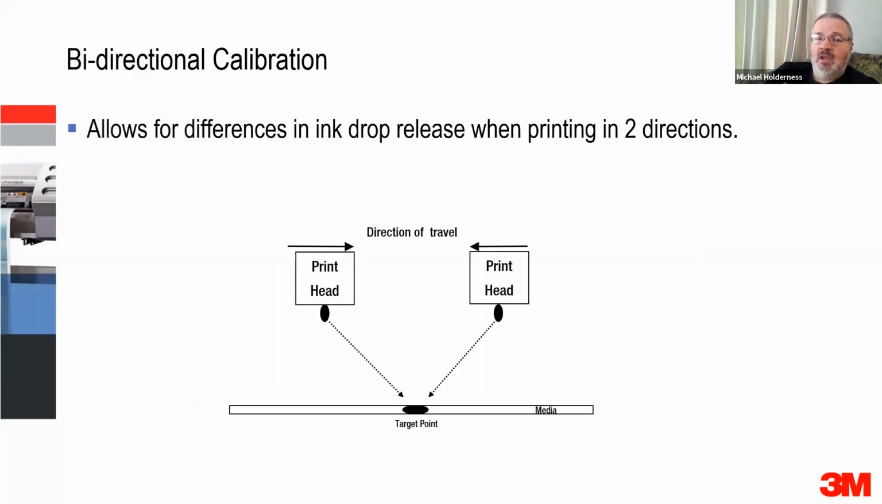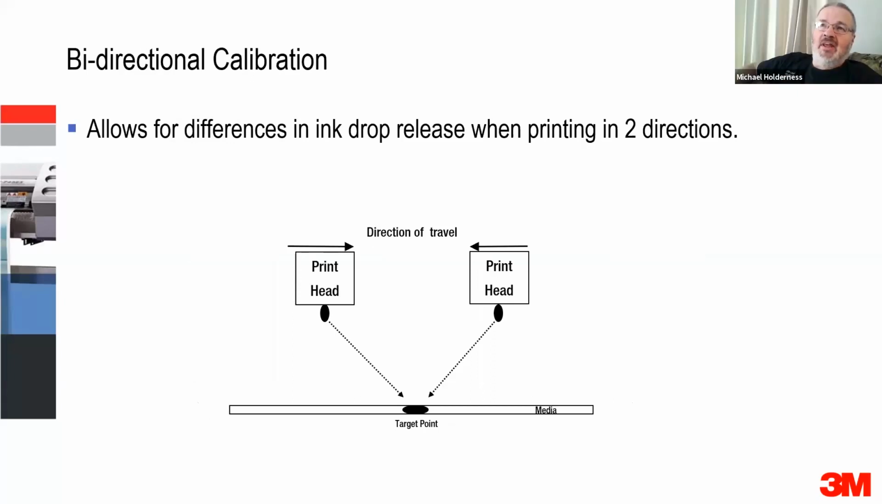Bi-directional calibration. Now this allows for differences in ink drop release when you're printing in two directions. Sorry, Michael, can I just jump in quickly? We just got a question from Nathan. How often should you calibrate your machines?